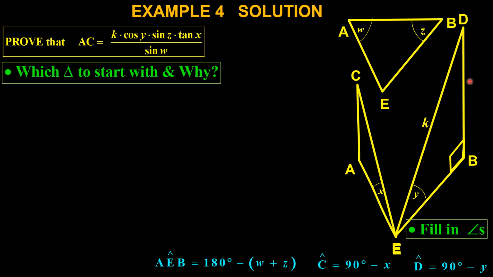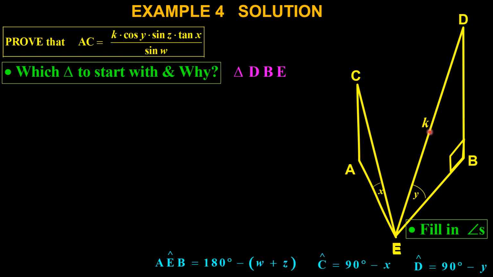We need one with a length. Which one's got a length? That's correct, DBE. So I have to start with that. Starting with the others is not going to help me. So I'm definitely going to start with DBE. Let's take the other triangles away, I don't need them now, so I can just focus on the triangle I'm working with.